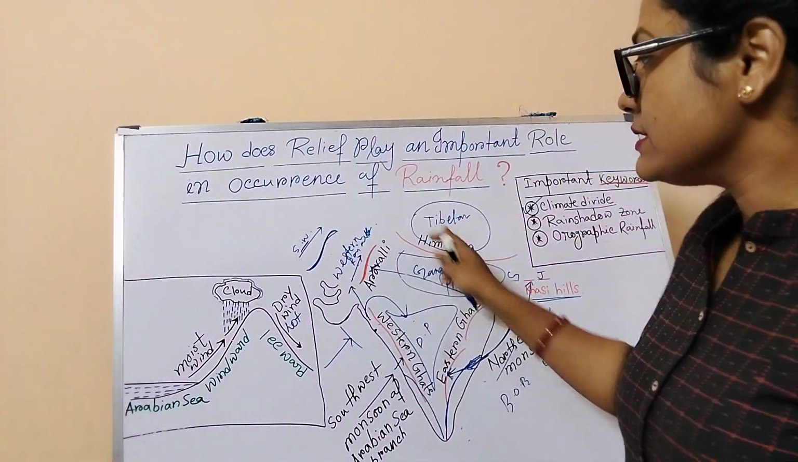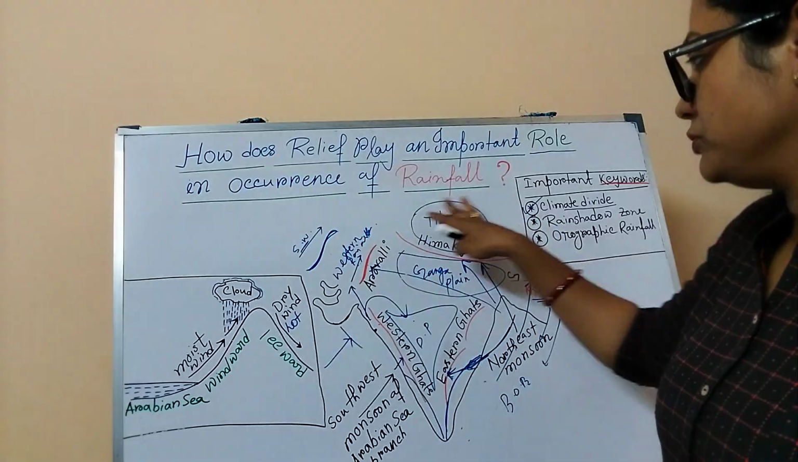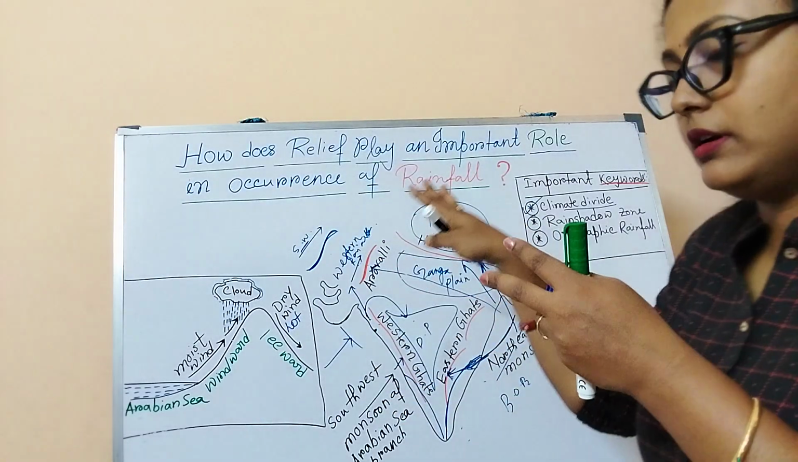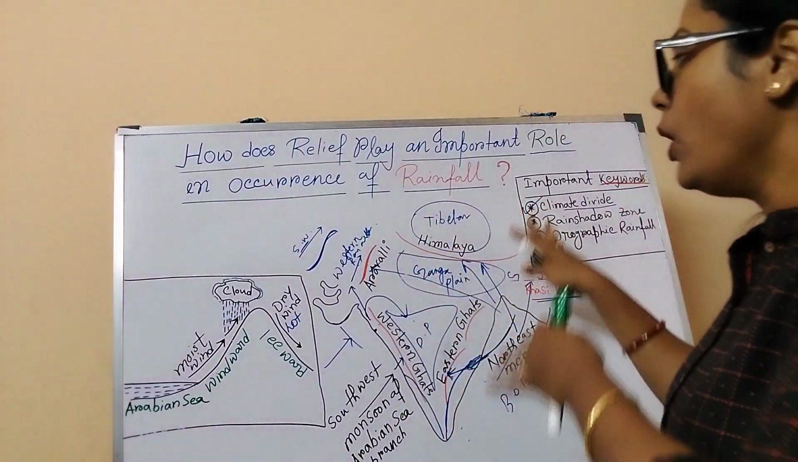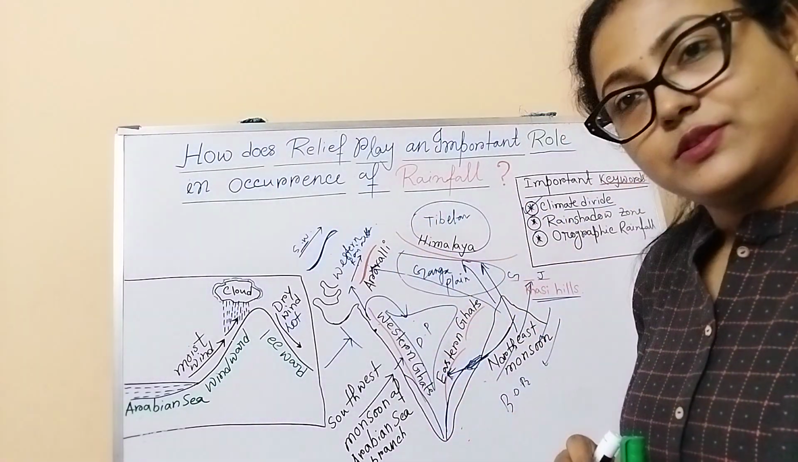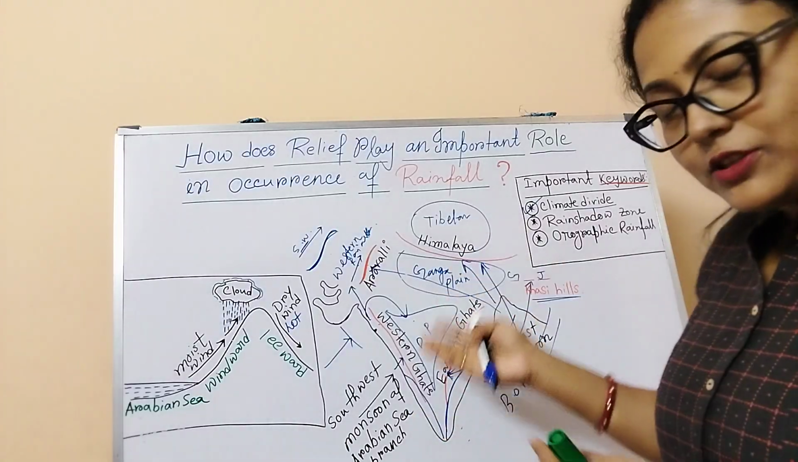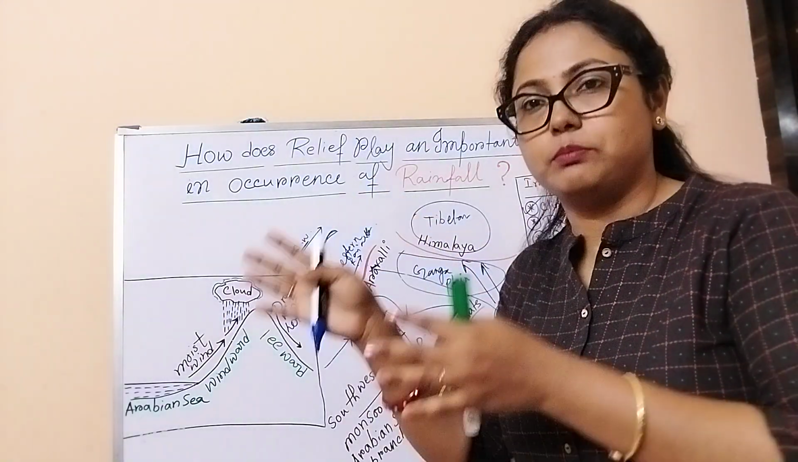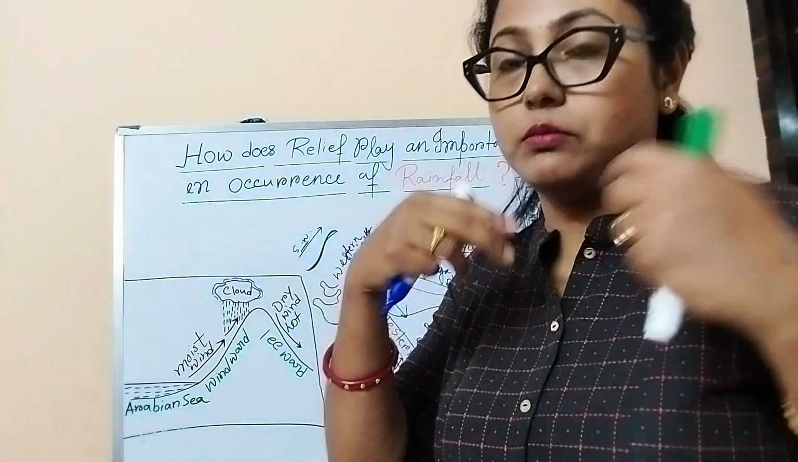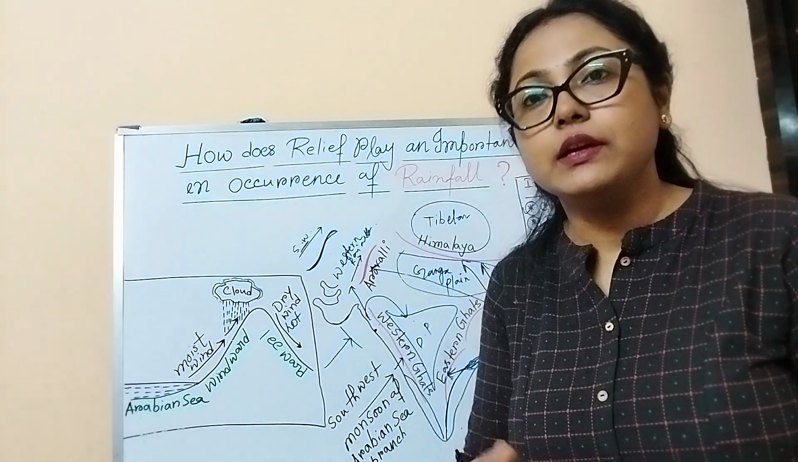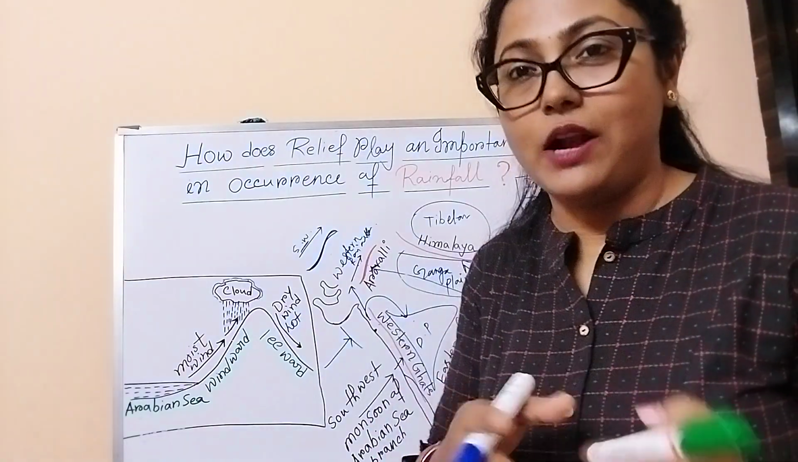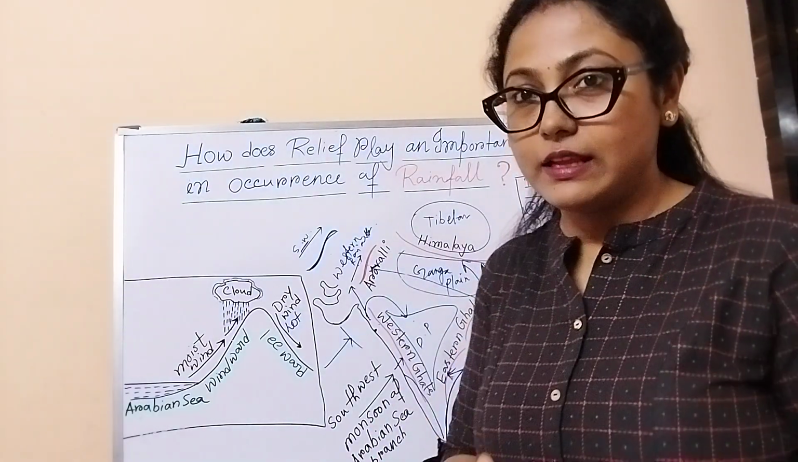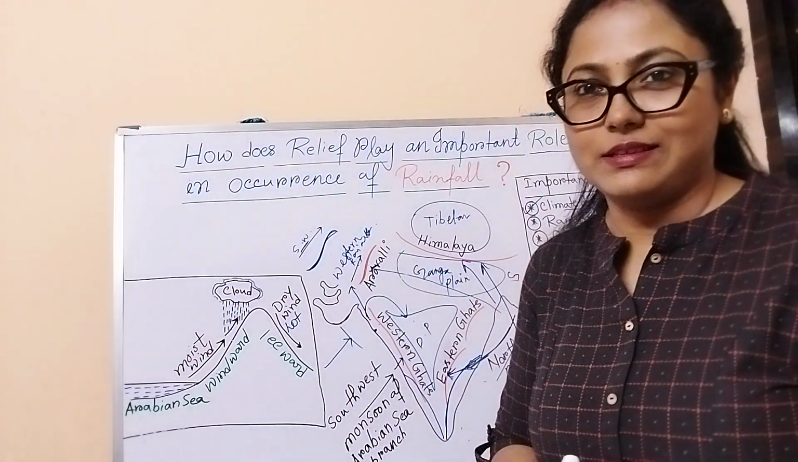Clear? So this is all about the effect of relief in controlling the rainfall pattern of India. I tried to make this part easy to understand, and I hope you understood this part. If you have any question regarding this, you may ask.